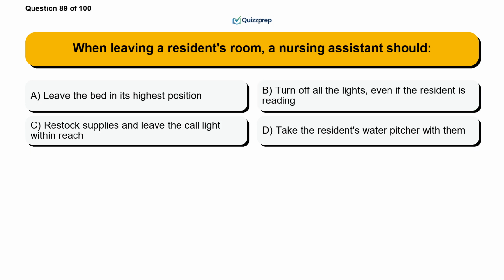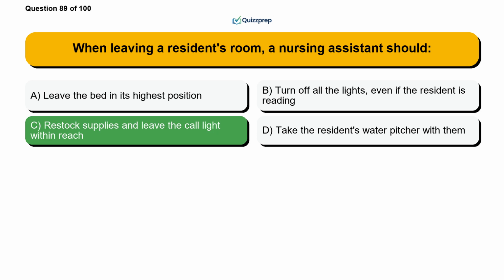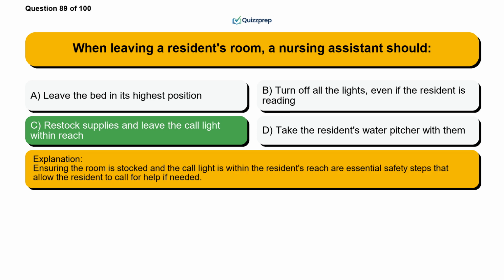Question 89. When leaving a resident's room, a nursing assistant should: option A, leave the bed in its highest position. Option B, turn off all the lights, even if the resident is reading. Option C, restock supplies and leave the call light within reach. Option D, take the resident's water pitcher with them. The correct answer is option C, restock supplies and leave the call light within reach. Ensuring the room is stocked and the call light is within the resident's reach are essential safety steps that allow the resident to call for help if needed.